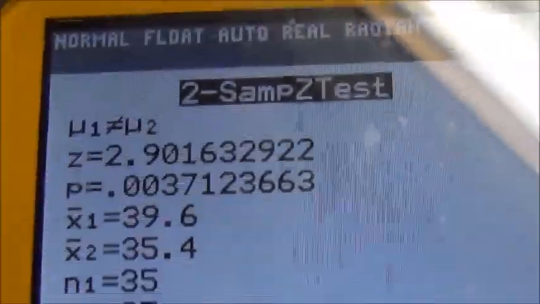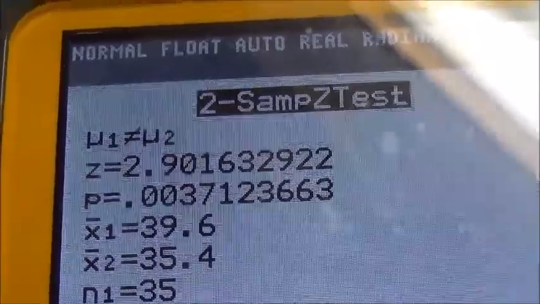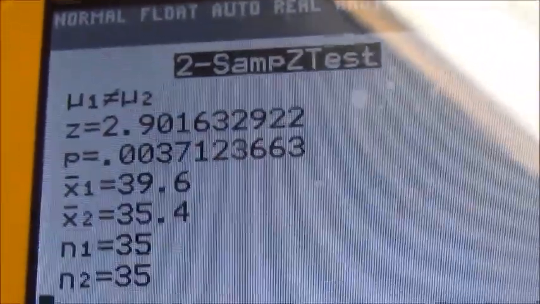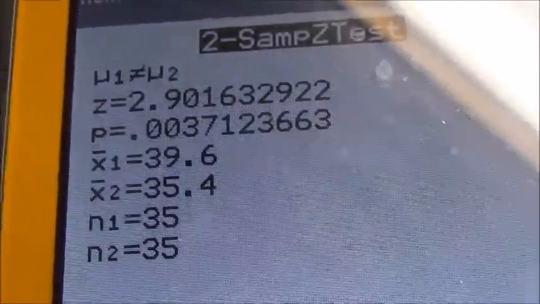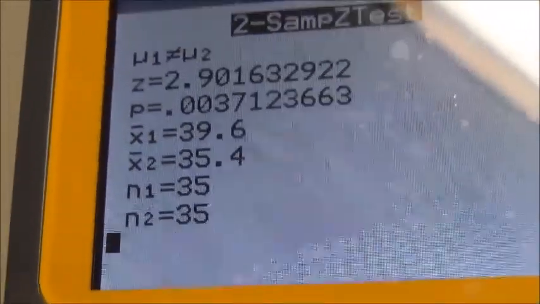And it's going to give me the z-value. The z-value, 2.9016. My p-value, 0.0037, if I go to 4 decimal places.